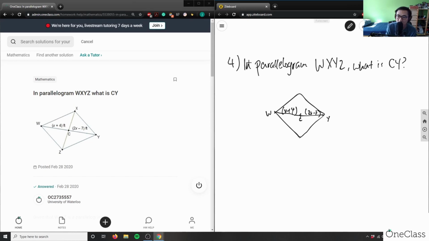It's kind of hard to see actually, so let me draw some arrows here. So this here is x plus 4 feet, and this here is 2x minus 7 feet. So what is CY is our question here. Take a moment to think about this question. In the parallelogram WXYZ, what is CY? How would you determine what CY would be?